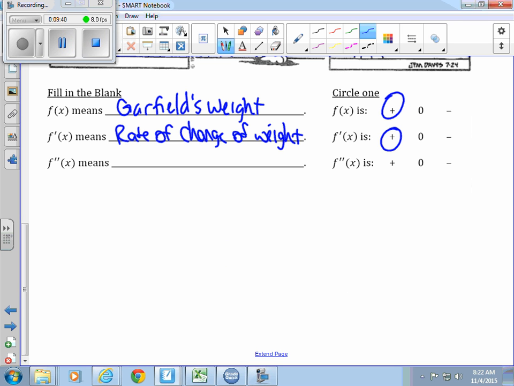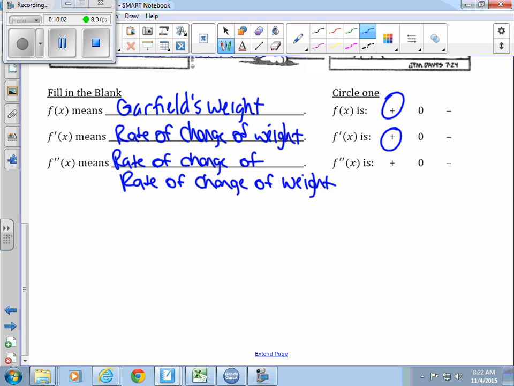What about f double prime? Rate of change of the rate of change. ROC. Yeah, you could write like rate of change of that. In the future, the short way to write that is f double prime. Explaining what it means, the short way. And you won't write this forever, I promise.